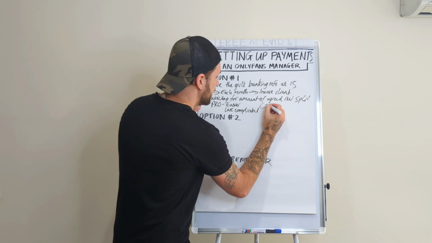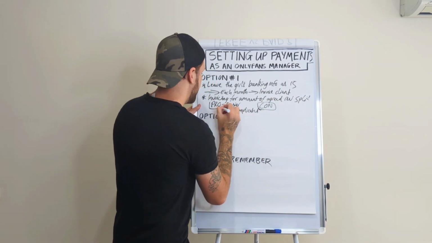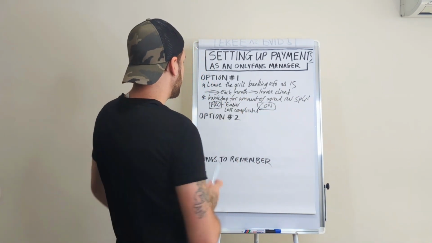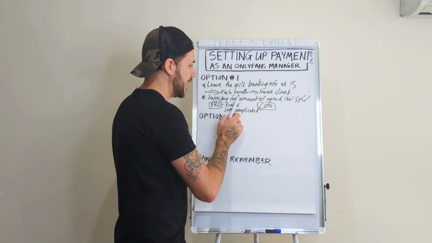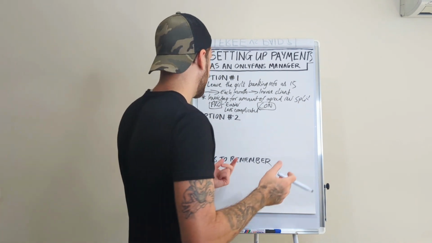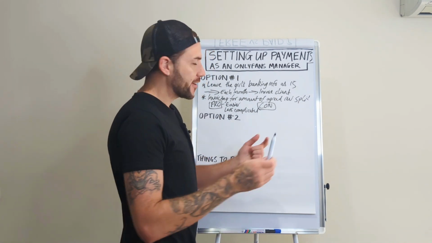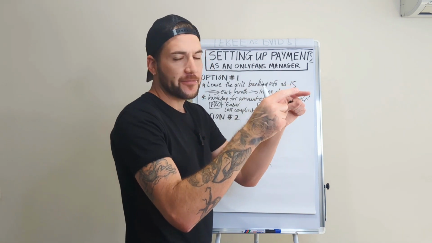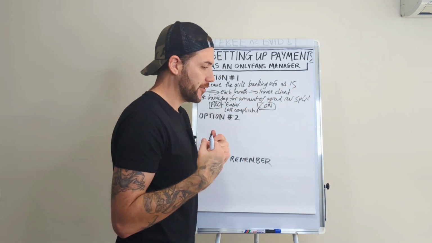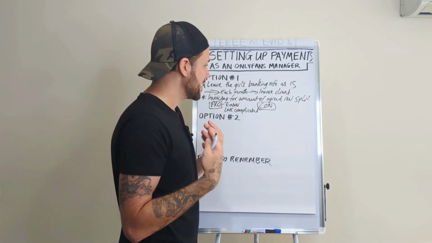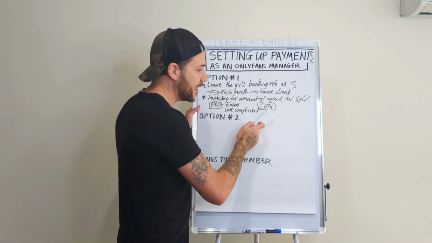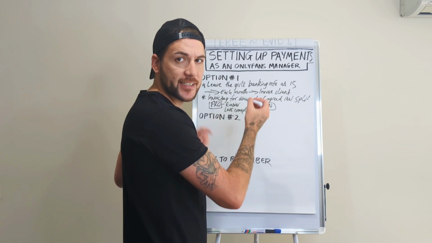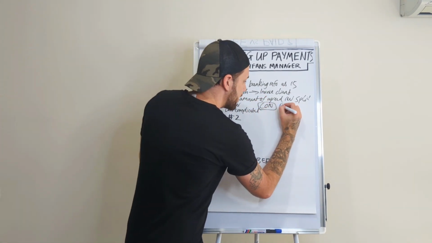So the pro for this option, the option of leaving the girl's banking info as is and then invoicing the client each month or however often you plan to do it for the amount owed: the girl withdraws the money from OnlyFans to her account, she gets your invoice and she sends the amount that is owed to you. So that is option one. The pro is easier and less complicated, but the con is it can be risky.